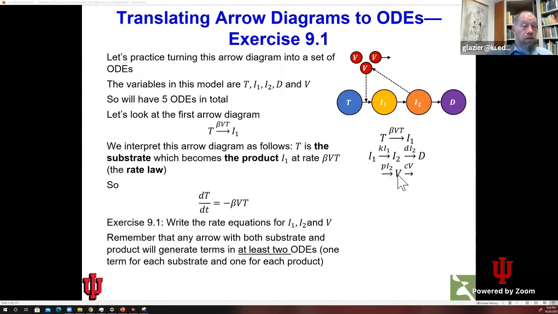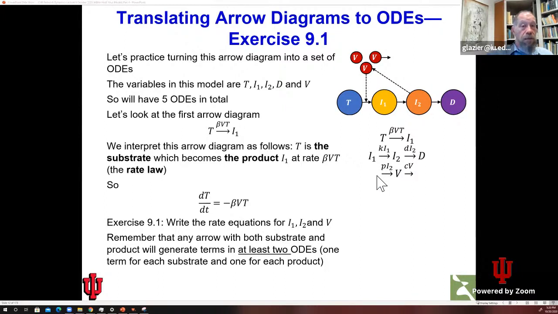have nothing goes to V, and V goes to nothing. V goes to nothing at a rate C times V. Nothing goes to V at a rate P times I2. That is, it depends on the value of I2. So it's a regulatory interaction.